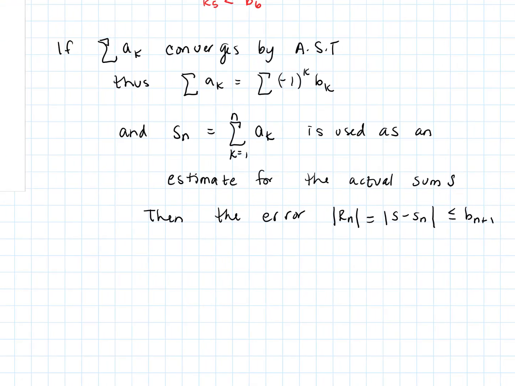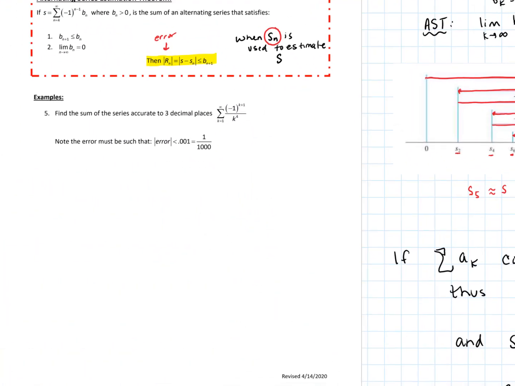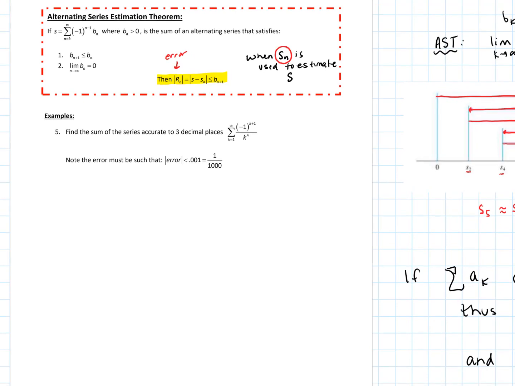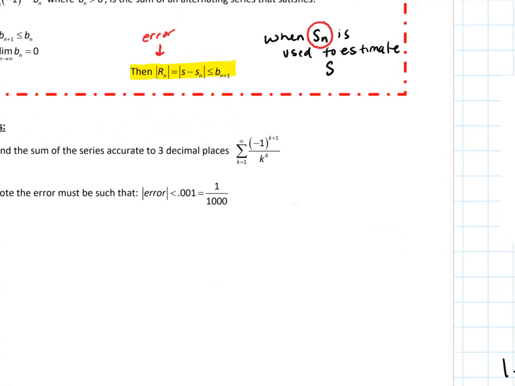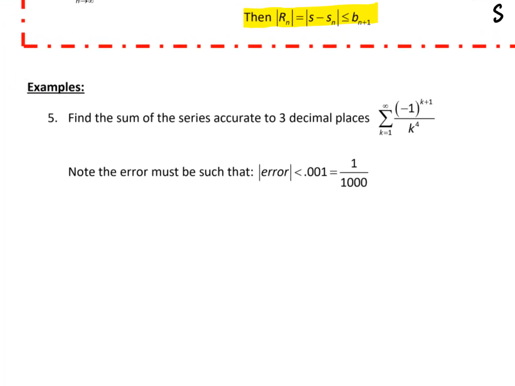So I was going to write that out in words, but I think I'll skip that part and just do an example. So that's what it's saying. So let's jump into it. How do we apply this? Here we've got a series. Let's find the sum of this series accurate to 3 decimal places.